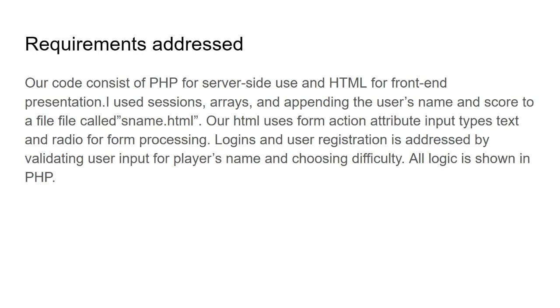So the final result was that we use sessions and arrays to store those variables, and we appended the user's name and score to a file called sname.html, and that is where all the data will be outputted. Our HTML uses form action attributes and input types. You'll see the text in the text box, and you'll see the radios and the buttons for the form processing. You'll see that in the start screen.